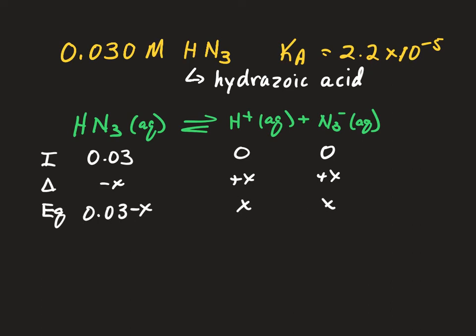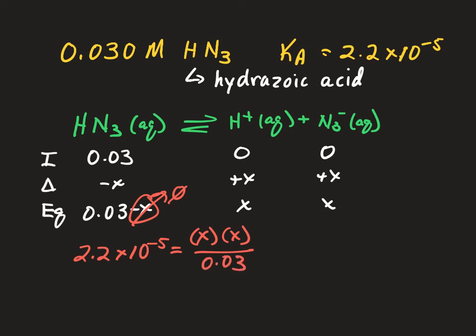But since our Ka is small, we are going to try first to see if we can save ourselves some time, saying that x is close enough to 0 that it won't affect our calculation, or at least not enough to matter. And so we end up with our Ka, 2.2 times 10 to the minus 5, is equal to x times x divided by 0.03. When you multiply that out, you get 6.6 times 10 to the minus 7 is equal to x squared.